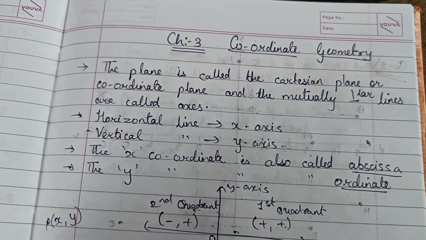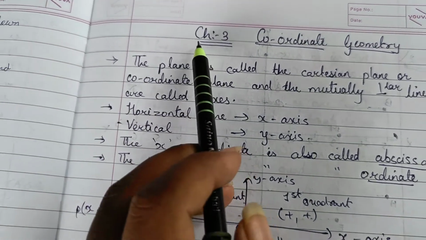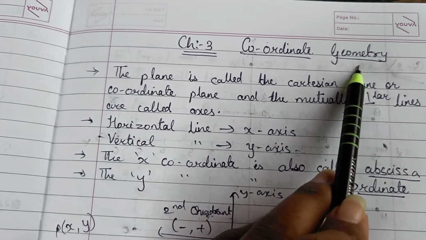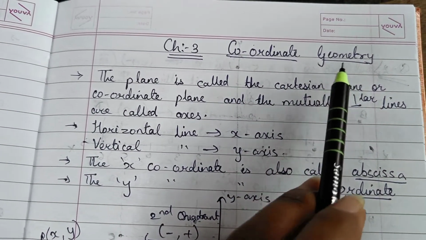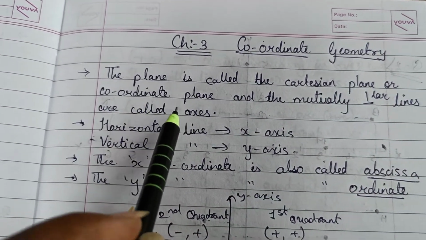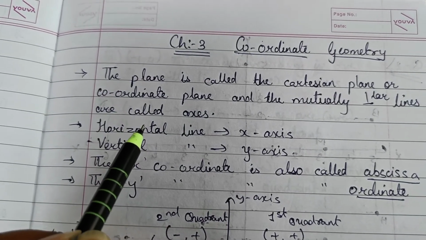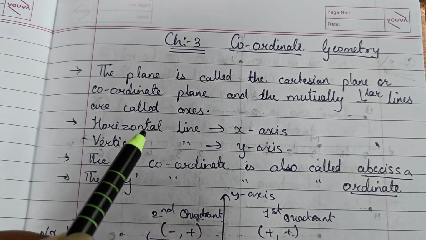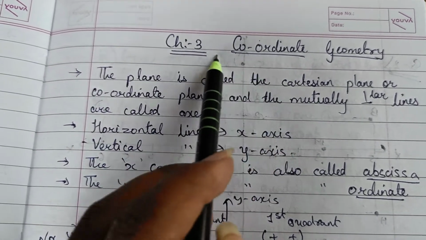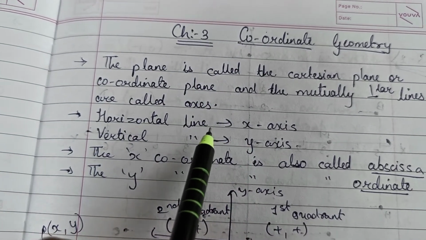Good morning, students. Today we are going to start chapter number 3, that is coordinate geometry of your textbook. Okay. Now what are coordinates? To start with coordinate geometry, you first need to understand the graph. This whole chapter is based on your graph. So first we need to understand the graph.